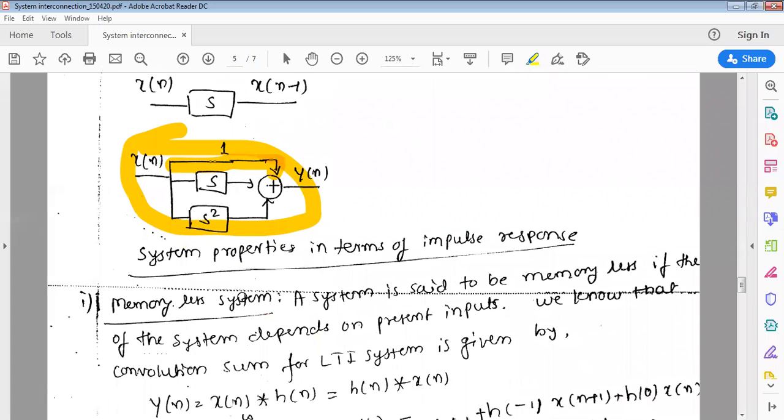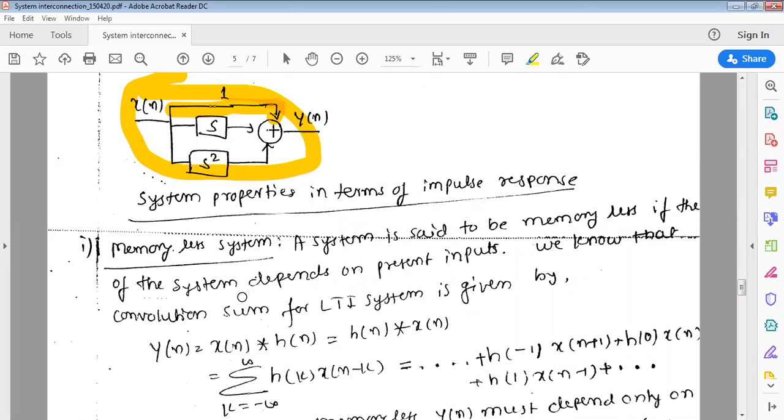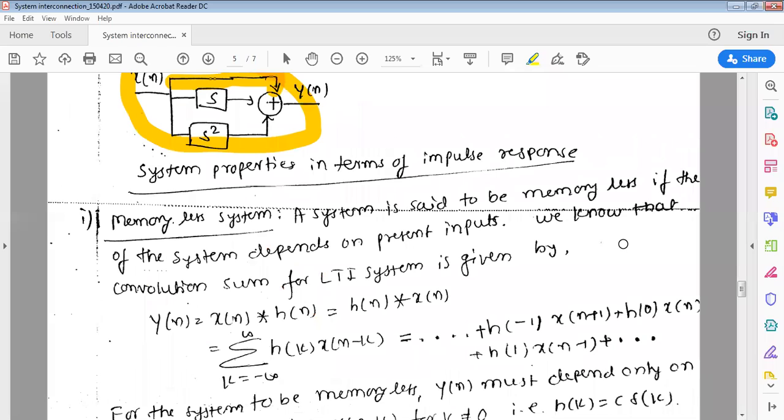Now, I'll go to system properties in terms of impulse response. All the system properties you know already, but for the impulse response h of n, I'm telling those properties once again. Now you know the memoryless system. What is the meaning of memoryless system? A system is said to be memoryless if the output of the system depends only on the present input. Output depends only on the present input.